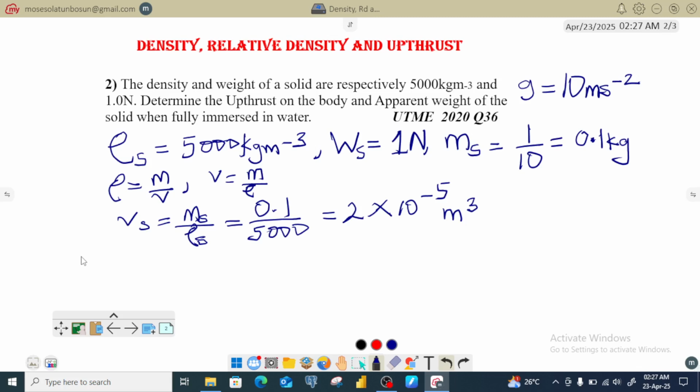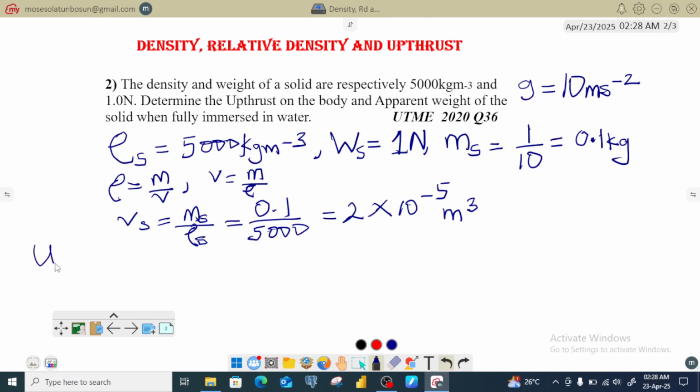But in some other questions, we are going to see when half of the body is immersed in the fluid, which means the volume of the fluid displaced will be half of the volume of the body. Or probably a question may say when the body is immersed up to 75% of its size, definitely the volume of the fluid displaced will be 3/4 of the volume of the body. But in this case, the body is fully immersed in water, and that simply means the volume of the water displaced will be equal to the volume of the solid. Okay, now let's calculate our upthrust.